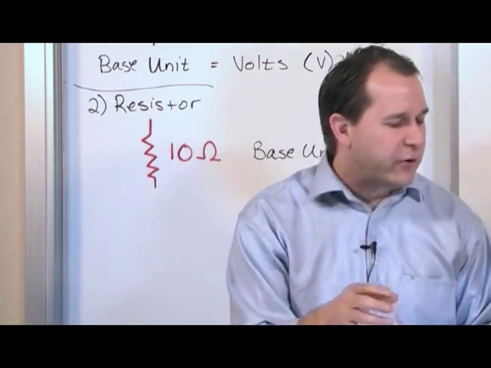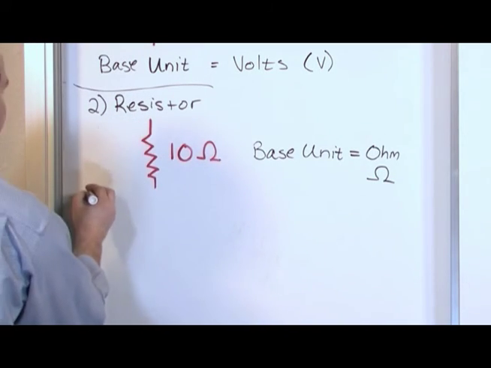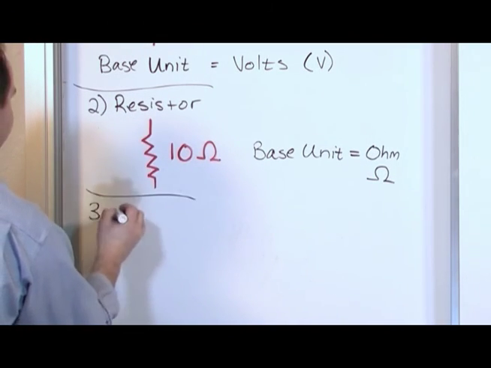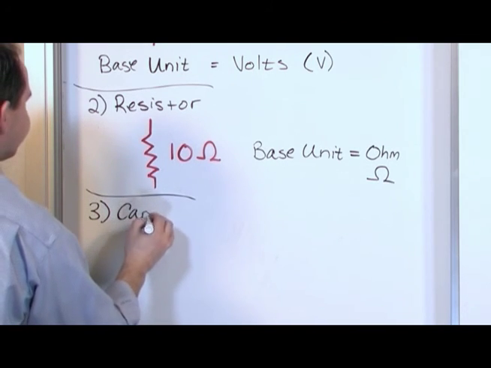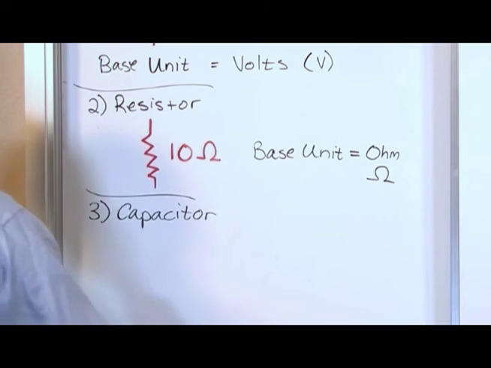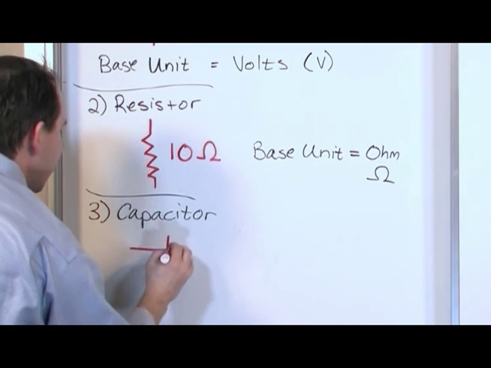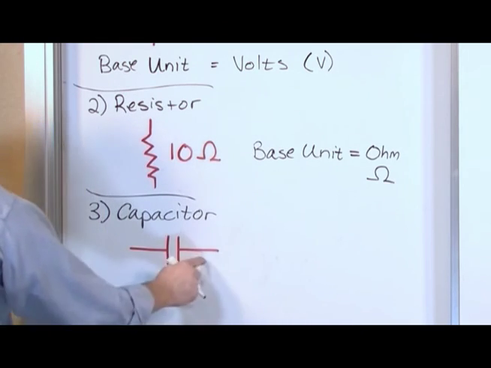All right, so let me draw the symbol, and we'll come back around and I'll tell you a little bit of the practical reasons why you would use a capacitor. So what we have is what we call a capacitor. Now, the symbol that you'll see most of the time for a capacitor will look like this. It'll have two parallel lines, like this.